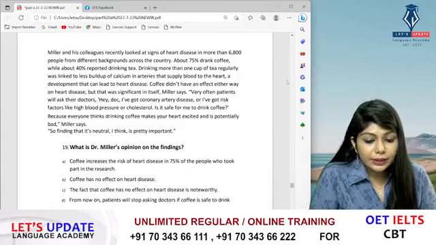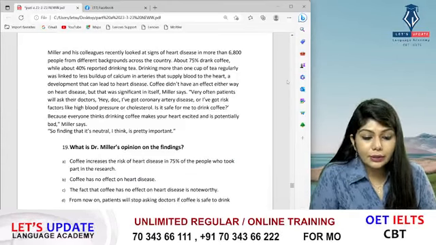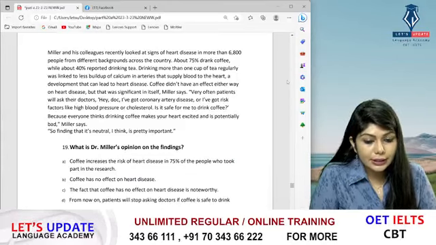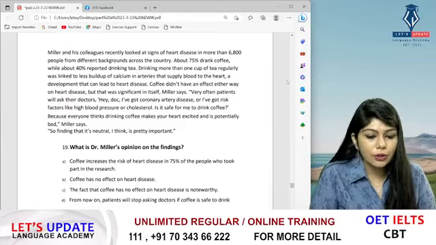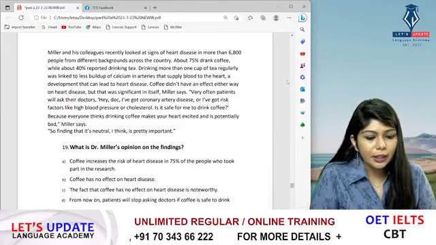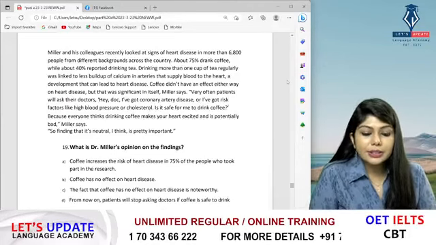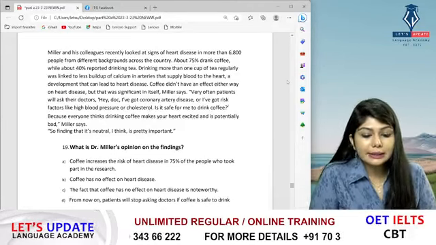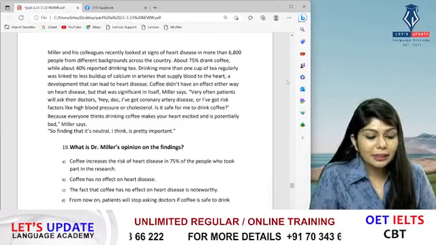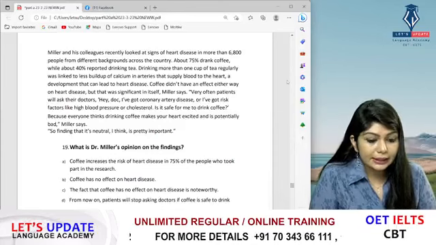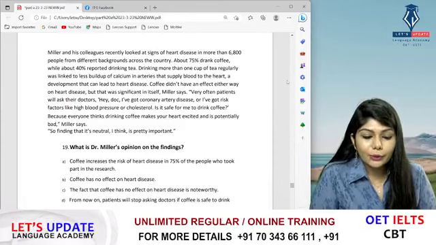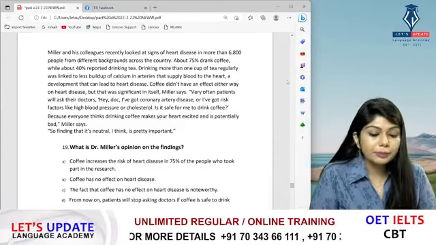Miller says, very often patients will ask the doctors, hey doc, I have coronary artery disease or I have risk factors like high blood pressure or cholesterol. Is it safe for me to drink coffee? Because everyone thinks drinking coffee makes your heart excited and is potentially bad, Miller says. So finding that it's neutral, I think is pretty important. So that was what the paragraph was about.